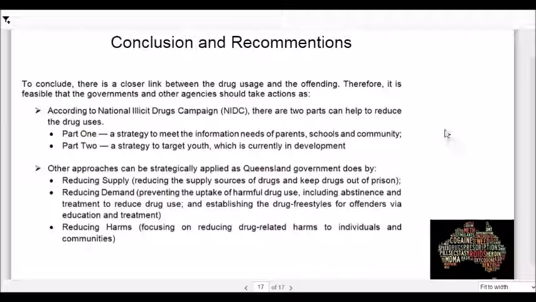To conclude, there is a close link between drug use and offending, so it's feasible that governments and other agencies should take action. According to NIDC, there are two parts that can help to reduce drug use. First, a strategy to meet the information needs of parents, schools, and communities. Second, a strategy to target youth, which is currently in development. Other approaches can be strategically applied, as Queensland's government does, by reducing supply and demand sources as well as reducing harm to individuals and communities.